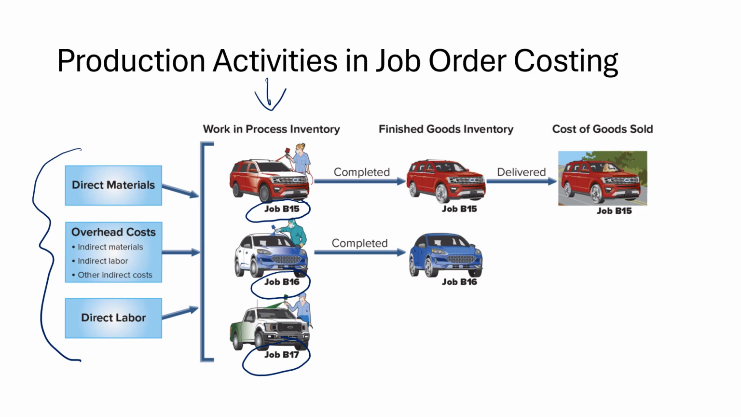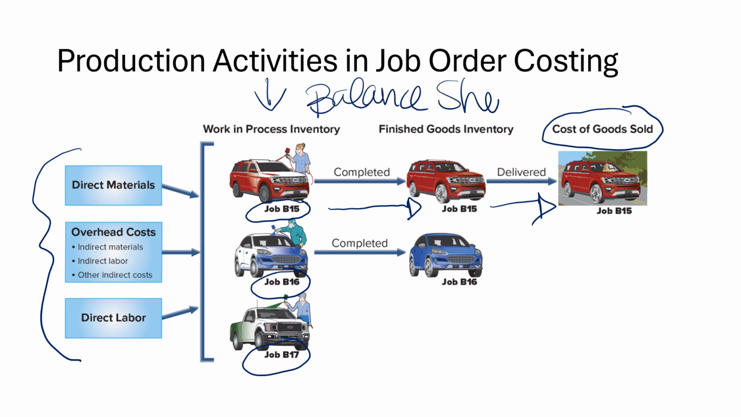During this period, what has happened is job B15 was completed and delivered to the customer. Since it was sold, it then becomes cost of goods sold on the income statement. So that's how costs flow through from the balance sheet accounts, because inventory is on the balance sheet, to the income statement as cost of goods sold. So that was that particular job.